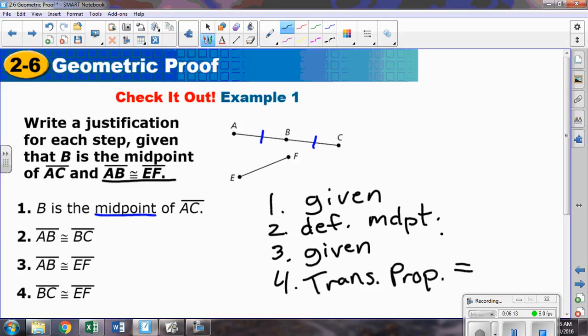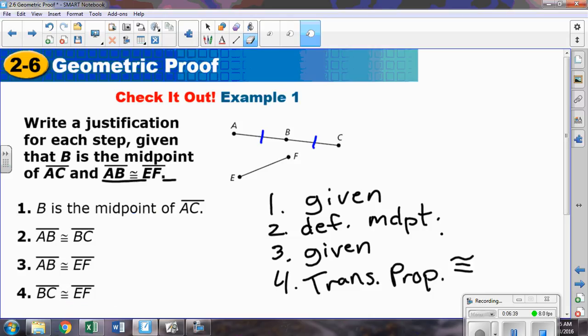This goes back to our warm-up. That's an example of the transitive property. AB is the same as BC. AB is the same as EF. So if these two things are the same, so would the next pair have to be? That's where we were going. And here's our proof then. We have our 2-column proof.